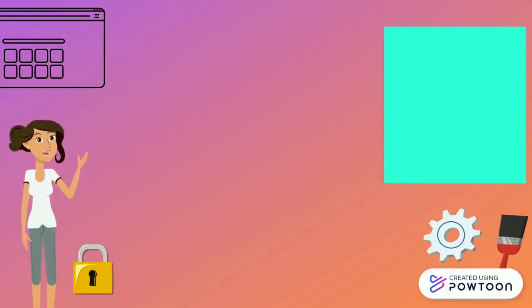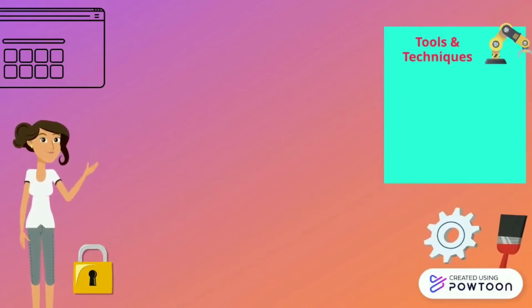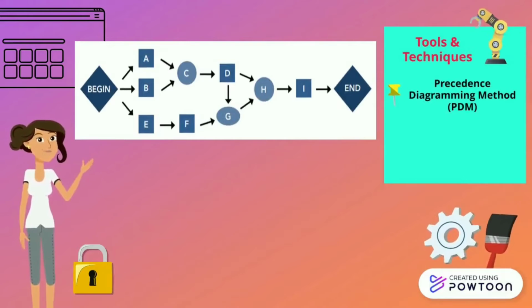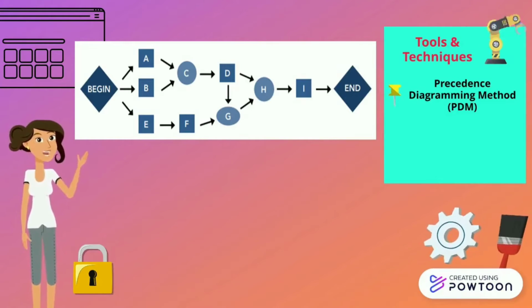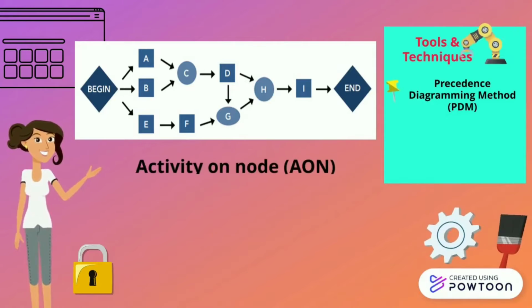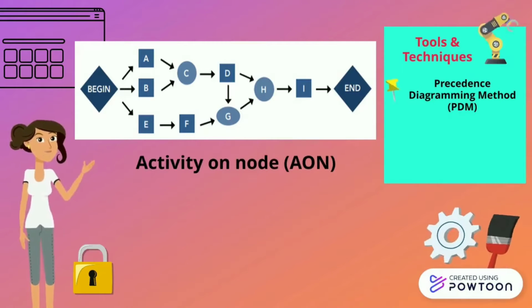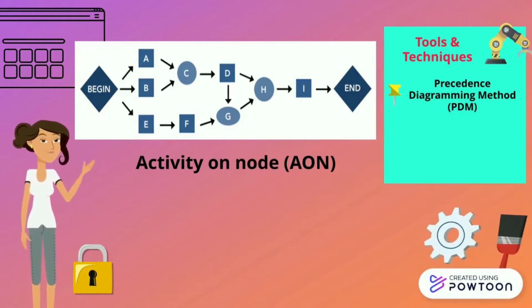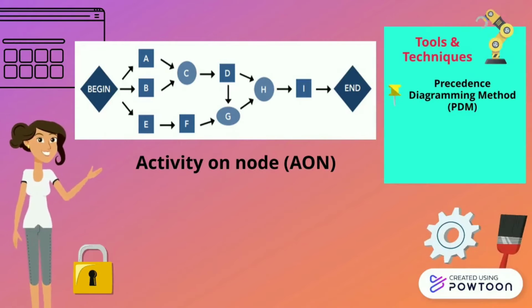Now let us move on to the tools and techniques. The first tool and technique is what we call precedence diagramming method or PDM. It is a technique used for constructing a schedule model in which activities are represented by nodes and connected with arrows to show the logical relationships that exist between them. This technique is also called activity on node or AON, and it is the method used by most software project management packages. In this figure, begin and end are both milestones.